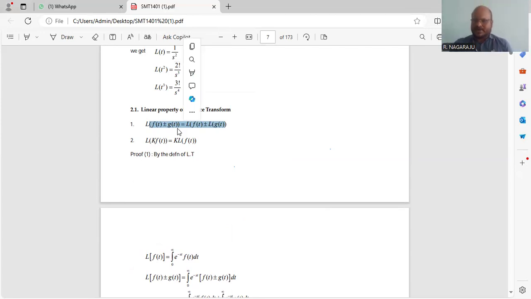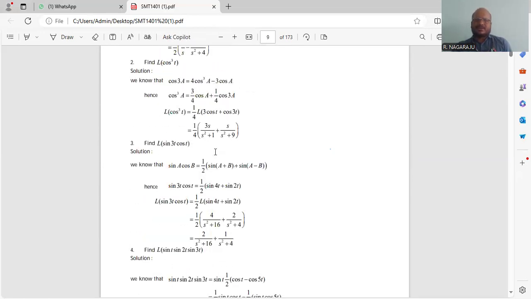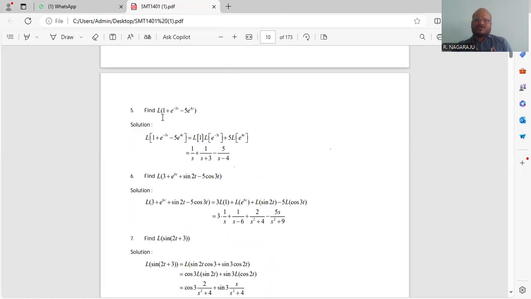Suppose f of t and g of t are there. Here is the first linear property, so we can split it. The problem is similar, the same as that one. So here three functions are there. You can assume the first one is f of t, the second one is g of t, and the third one is h of t.